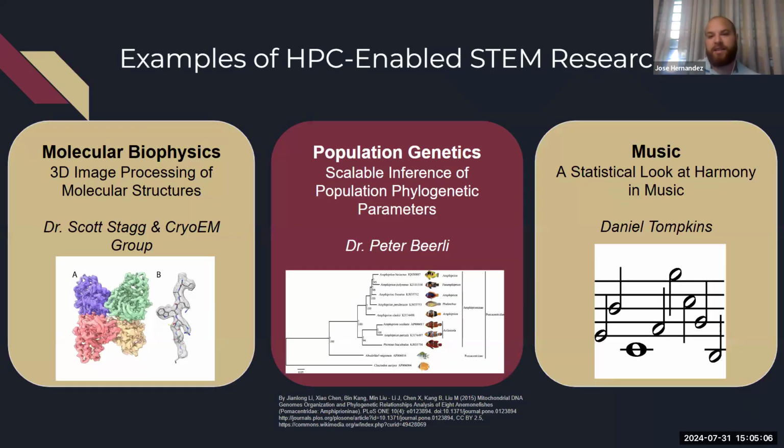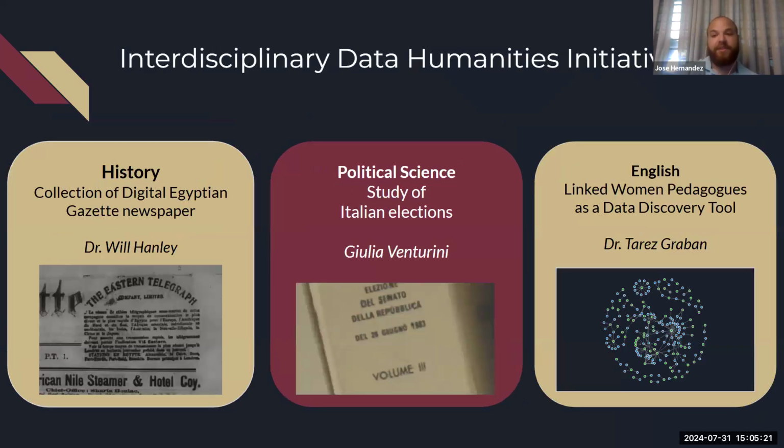We've had HPC-enabled research throughout campus. So here you see 3 examples: molecular biophysics, population genetics, music, right? These are actual research groups we have on campus. We also have some specific to digital humanities, so history, political science, English, right? And these are all either hosting data or we're trying to actually parse and do some data discovery through them.